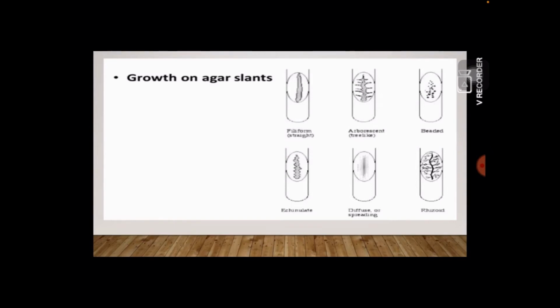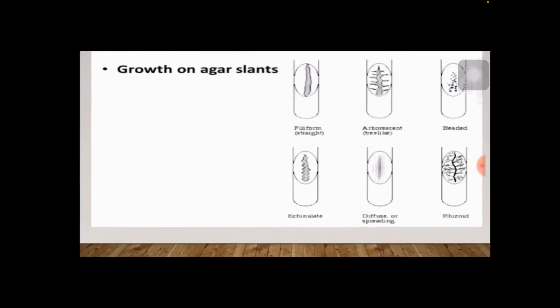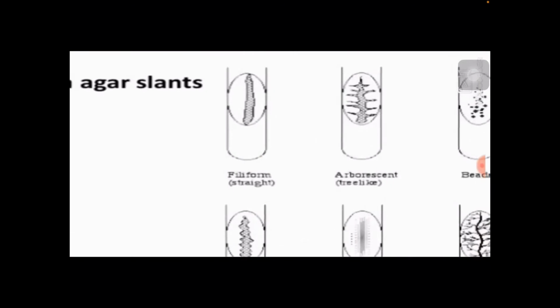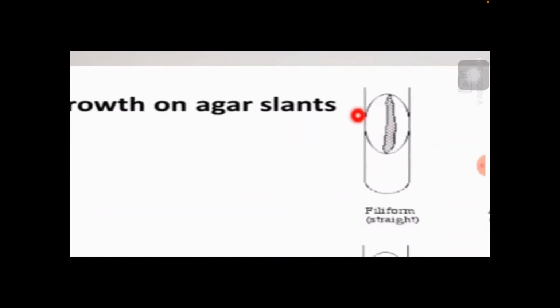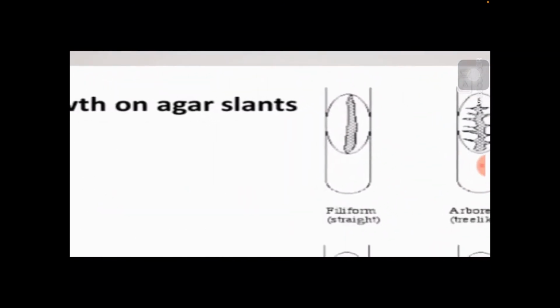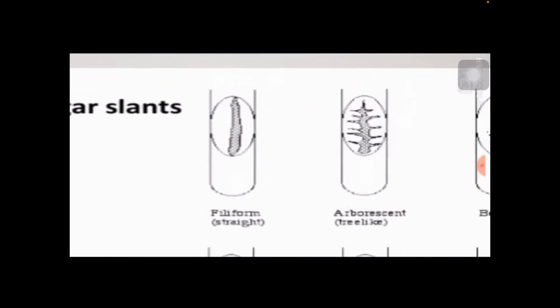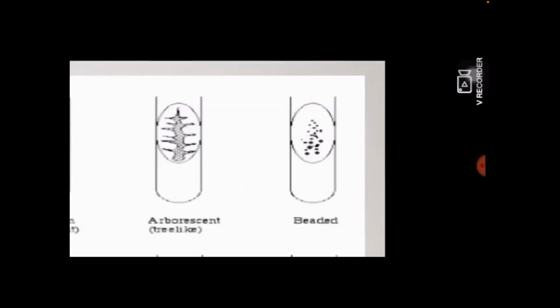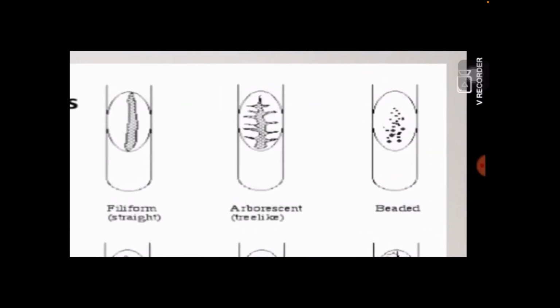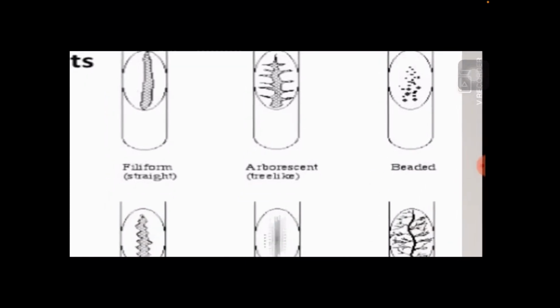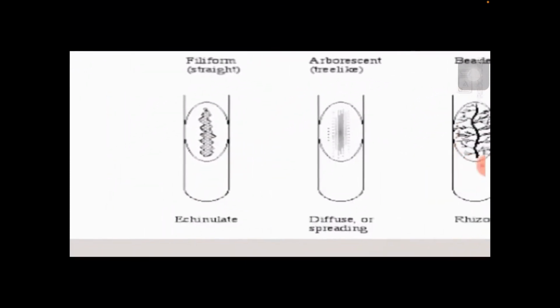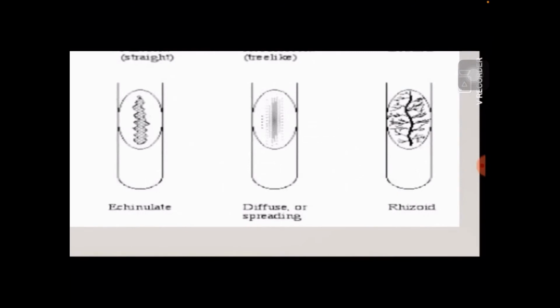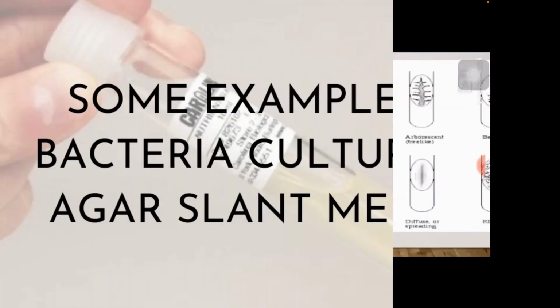tree-like shapes, beaded shape, then diffuse or spreading shape, and rhizoid shape. I am zooming in so you can easily see that. This is the filiform shape. This is the tree-like shape. There will be a tree appearance. And this is bead. Bead means there is a small bead-like appearance. Then there is diffuse, and there is rhizoid as well.